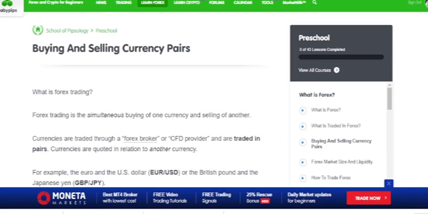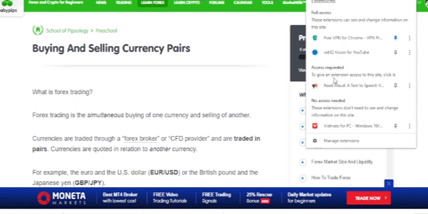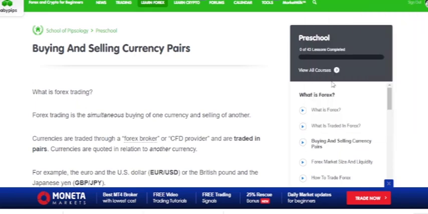Still in our first chapter, what is Forex, and we are on our third subtopic. So we are going to look at buying and selling currency pairs. As I said, I'm not going to read each and everything, so let me apply this.